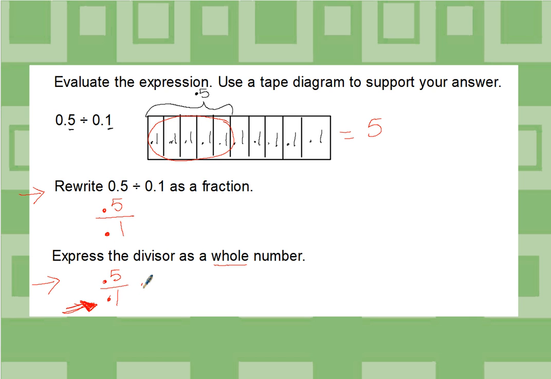Well, if we multiplied, I'm going to use an X just because of our decimals. If we multiplied by 10 over 10, remember that's the same thing as just multiplying by 1. We're just going to write it differently, okay? When we do that, when I would multiply 0.1 or 1/10 times 10, I would get a 1. And when I multiply 5 tenths times 10, I get 5. Notice now I have a whole number. 5 divided by 1 is 5.